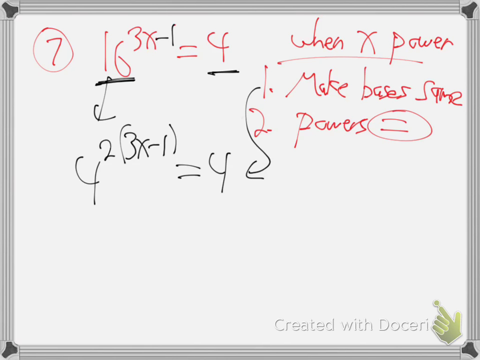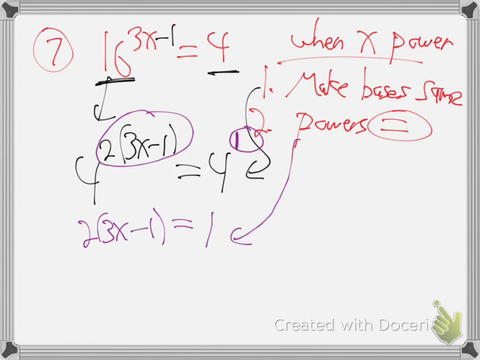They were different bases. Now I made the bases the same by rewriting 16 as 4 squared. Why? Because as soon as you do, you can now set the powers equal. Now for step 2, this power must equal this power. What is the other power? There's no power there. What does that mean? What's invisibly there? 1, because that's 4 to the 1. So that means 2 times 3x minus 1 must equal 1. That's step 2. Powers have to be equal.